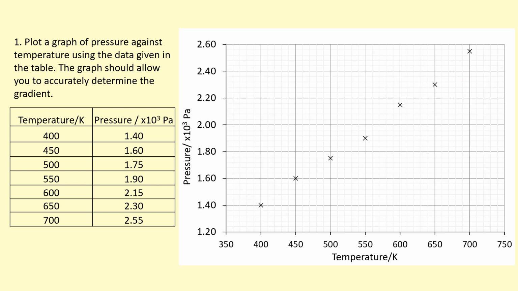Okay, the same set of data here, except I've used a different scale now. As you can see, I'm not going through the origin anymore. So this allows me to use more of the graph paper to actually figure out the gradient. So now the next step is to draw a line of best fit.